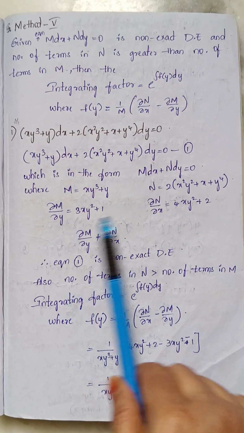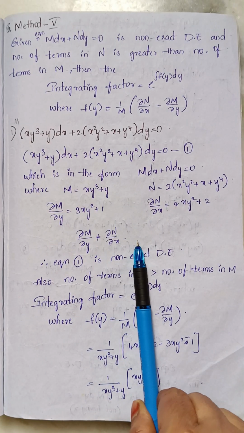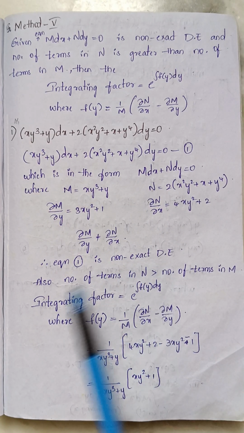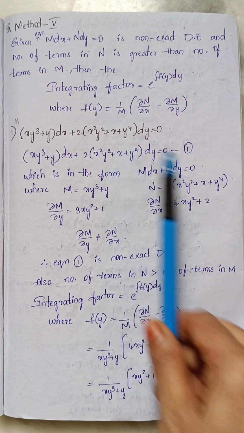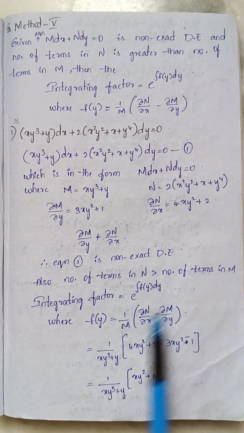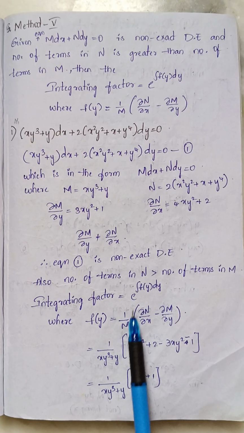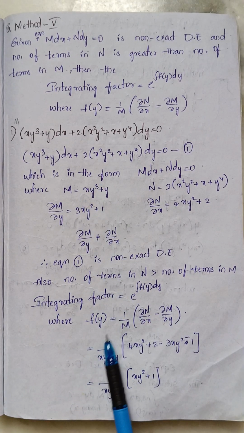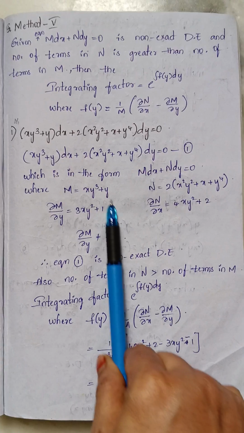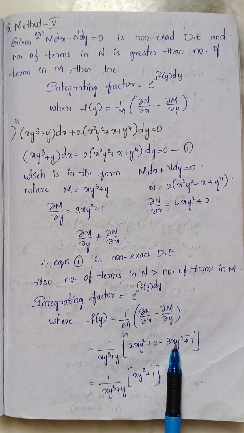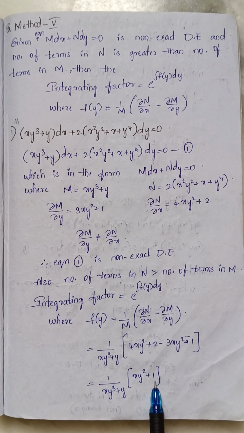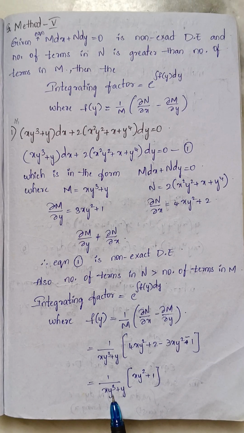Same ∂M/∂y and ∂N/∂x are not equal here, so it is non-exact, and the number of terms in N is greater than the number of terms in M here. So with the formula, substitute 1 by M here, ∂N/∂x minus this one, again this minus this, 1 into, and 2 minus 1 is 1, and take x common here, x(y² plus 1), y common here, x(y² plus 1).